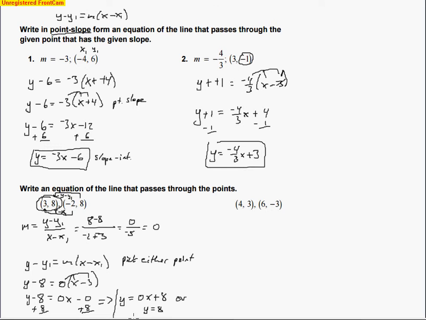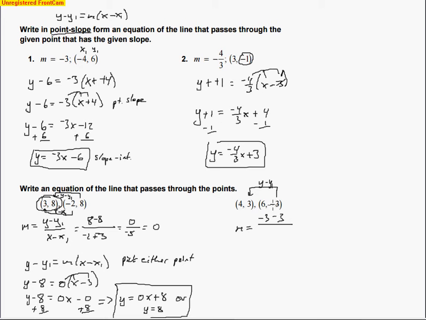So either way would work out fine. Let's try this next one. So we'll find the slope first. Remember, you're subtracting the two y values first, y minus y1. So it's negative 3 take away 3. It doesn't matter which point you start at, you just have to be consistent.